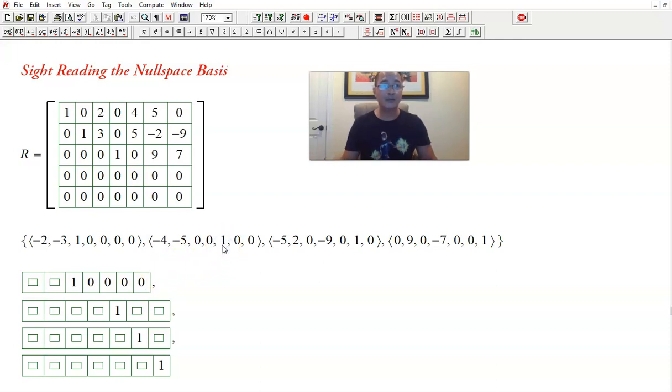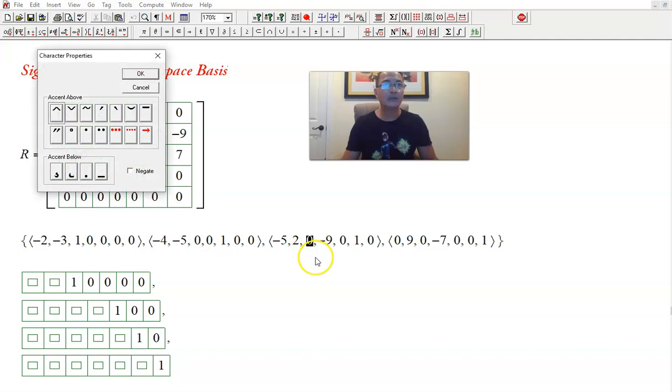Next, same thing here. That trailing one is the last non-zero number in the second vector. So put zeros there. 1, 0. 1, well, there's nothing there. Okay, now what else do you notice? Below that 1, in the other vectors, everything else is 0.